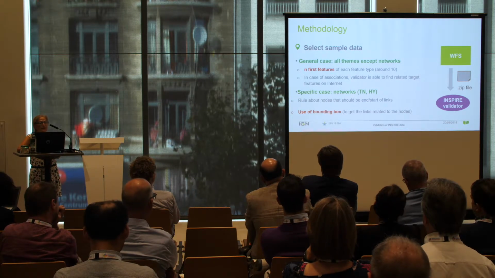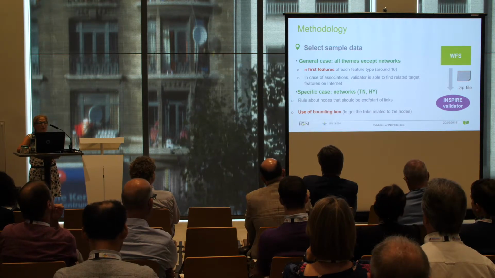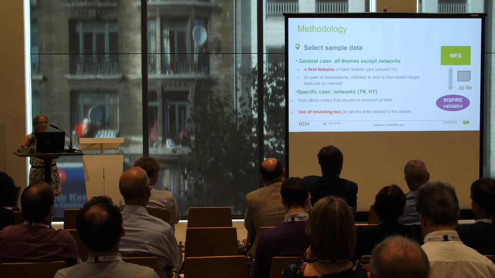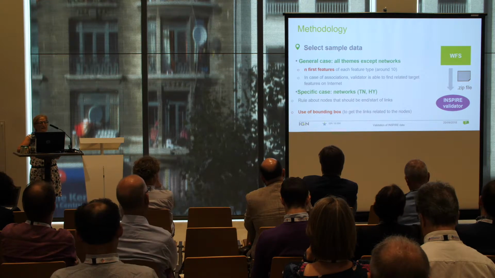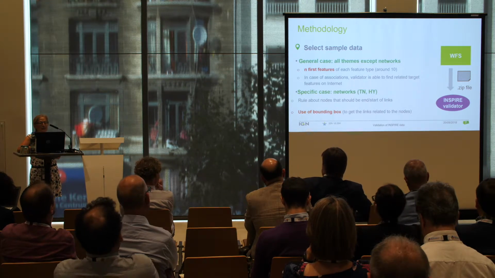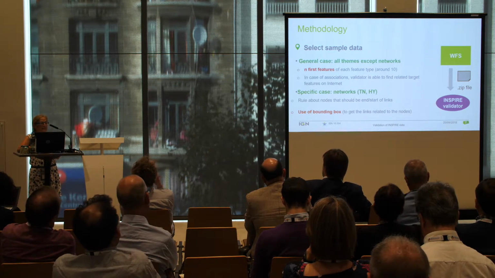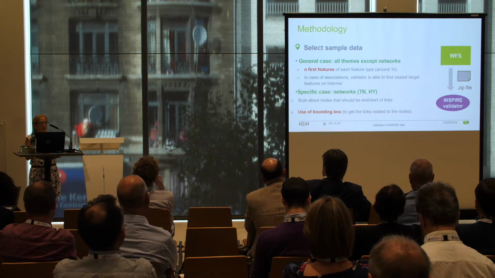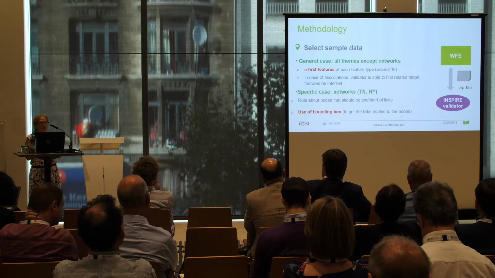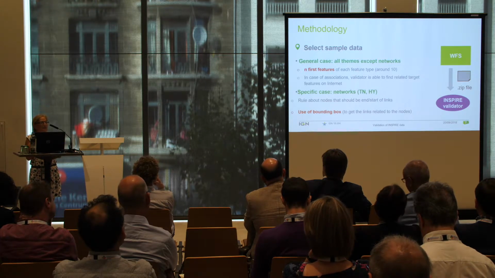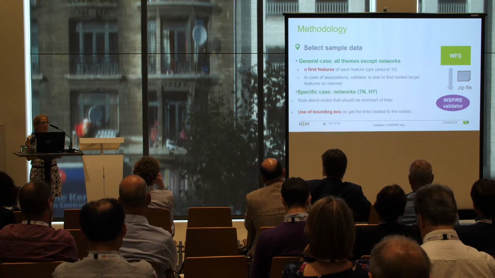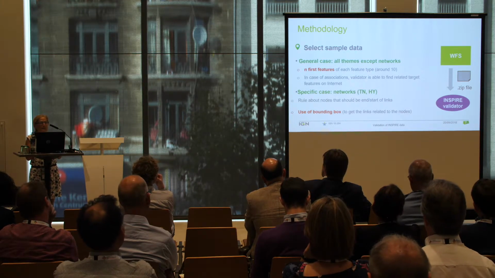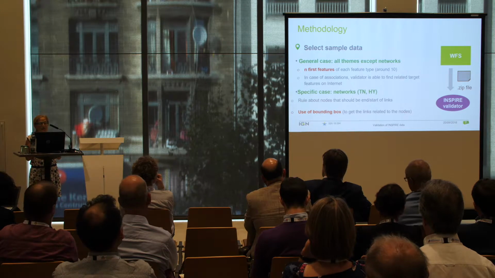There is a specific case that is about networks, for instance, for us, about transport network and hydrography, because there is a specific rule saying that nodes should be end or start of links, but without saying of which links. So in this case, we have to have the nodes and the links in the same area. So we have to use the bounding box approach for selecting links and nodes in the same area.